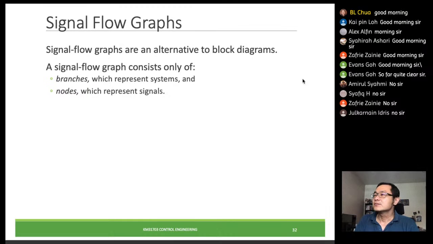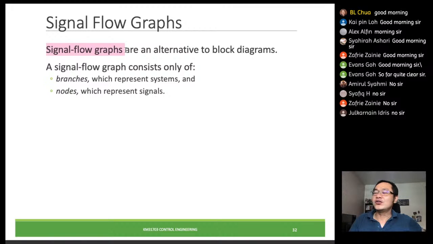Any questions before we move to the last section on signal flow? Guess maybe still processing, all right.